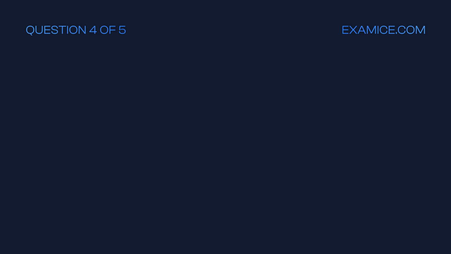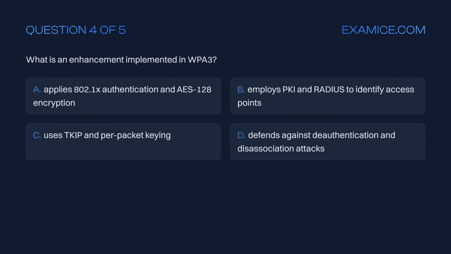Question 4. What is an enhancement implemented in WPA3? Option A. Applies 802.1x authentication and AES 128 encryption. Option B. Employs PKI and RADIUS to identify access points. Option C. Uses TKIP and per packet keying. Option D. Defends against deauthentication and disassociation attacks.